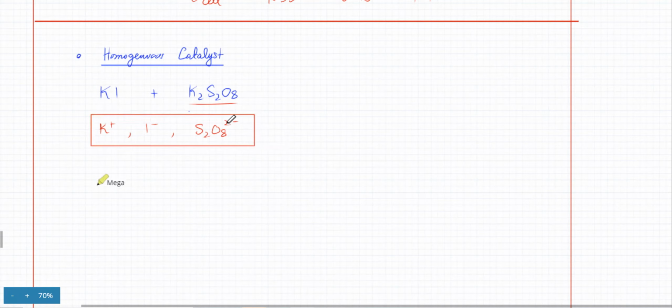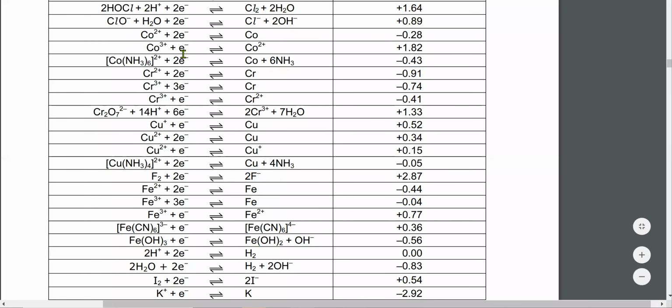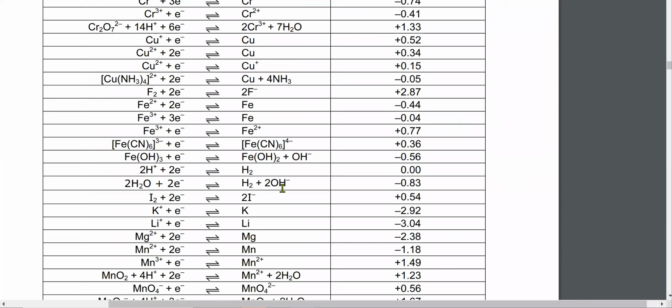And you have to figure out what the reaction is going to be. So let's quickly write down all possible electrode reactions. K plus 1 is minus 2.92 volts. For I2 in the data booklet, I minus 1, sorry, the equation is this one. I minus 1 is in equilibrium with I2. It's given at the bottom over here. This value is plus 0.54 volts.